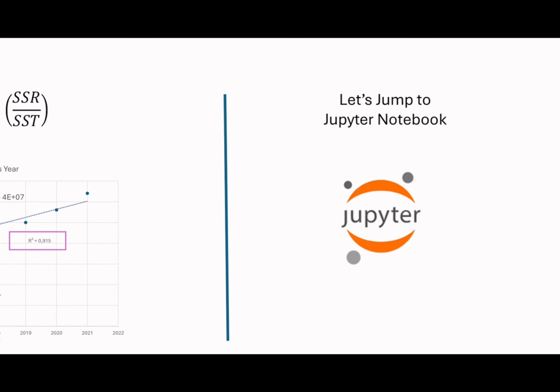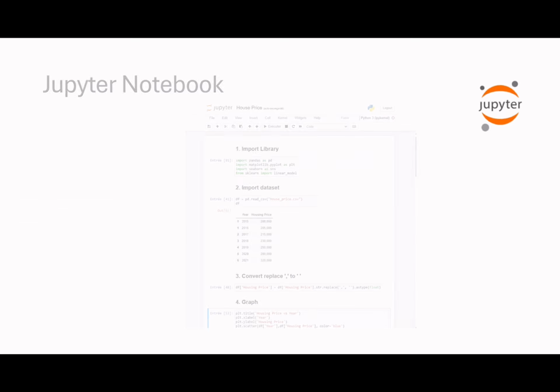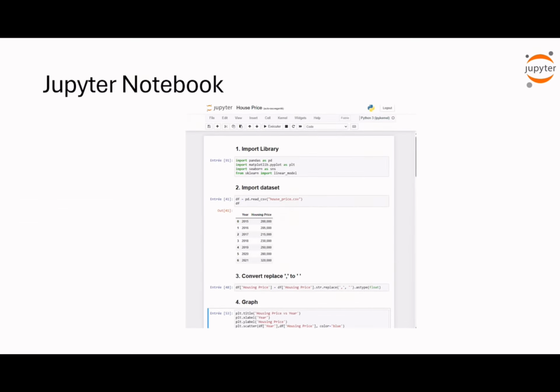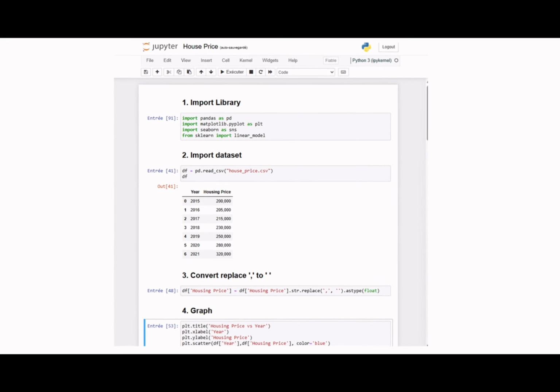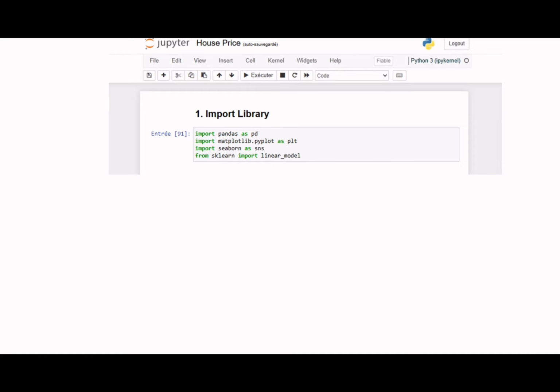Now let's move from theory to practice by implementing linear regression in Python using Jupyter Notebook. Step 1. Importing necessary libraries. We start by importing the required Python libraries: Pandas to handle and manipulate data, Matplotlib for data visualization, and Scikit-learn for implementing the linear regression model.